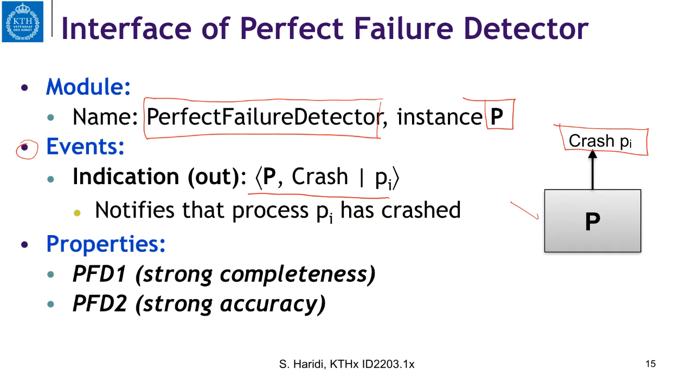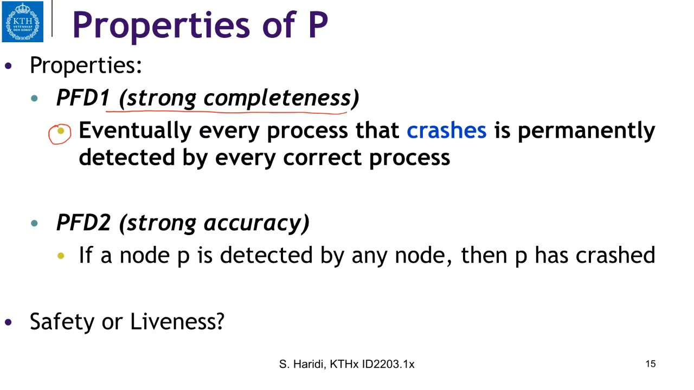And what are the properties of P? It has strong completeness and strong accuracy. Again, strong completeness is saying the following: eventually, every process that crashes is permanently detected by every correct process. And strong accuracy says if a process P is detected by any node, then P has actually crashed.